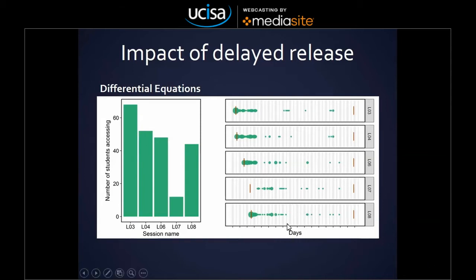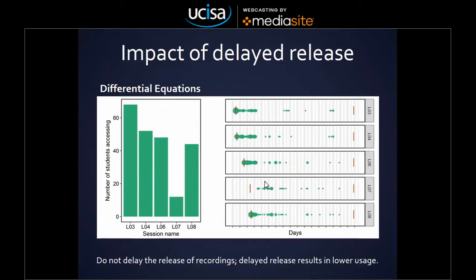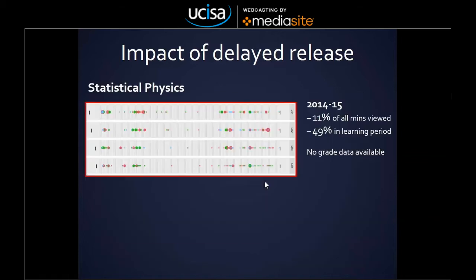So, some information for lecturers. We saw this on many courses. If a lecture was delayed for any reason, then the overall usage was much lower. If the release of the lecture was delayed, so that might be for a technical reason, whatever. And so our advice to lecturers was don't delay the release of recordings because it will result in lower usage.